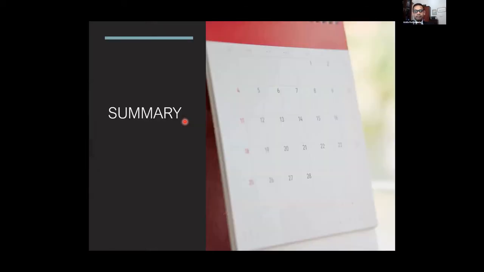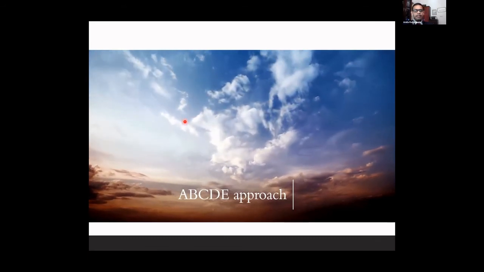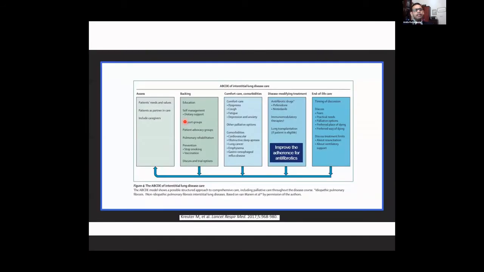about death. If I summarize, again, to improve the clinical outcome, we should have a clear diagnosis, and we should intervene appropriately and early in their interstitial lung disease, as well as assess their initial response, as well as think about their quality of life as well as quality of death. For that, we have this ABCD approach. If I am summarizing, we have to assess the patient's needs and values, with the patient as a partner in care, and also we should back it with education.